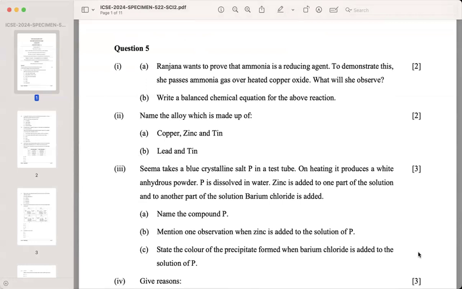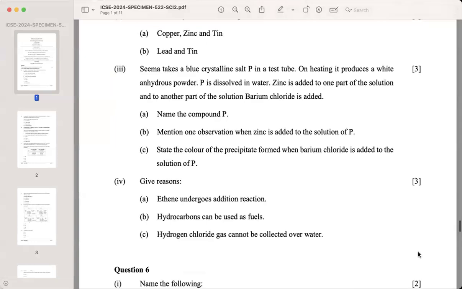Then question 5, Ranjana wants to prove that ammonia is a reducing agent. To demonstrate this, she passes ammonia gas over heated copper oxide. What will she observe? The answer will be a black colored copper oxide is converted into reddish brown metal. Then part B, write a balanced chemical equation for the above reaction. It will be 2NH3 plus 3CuO gives 3Cu plus 3H2O plus N2. Second part, name the alloy which is made up of part A, copper, zinc and tin. Answer is bronze. Second, lead and tin. The answer is solder or fused metal.